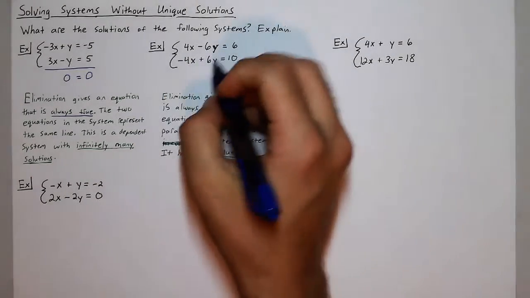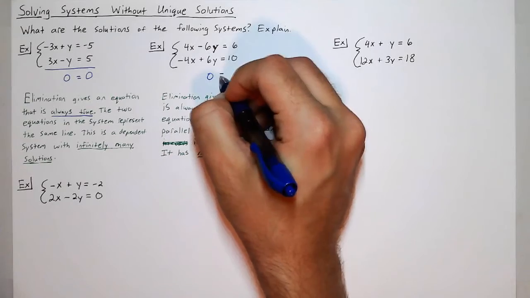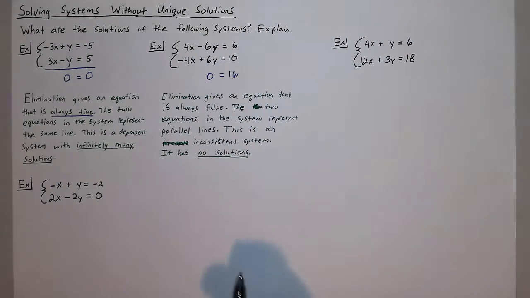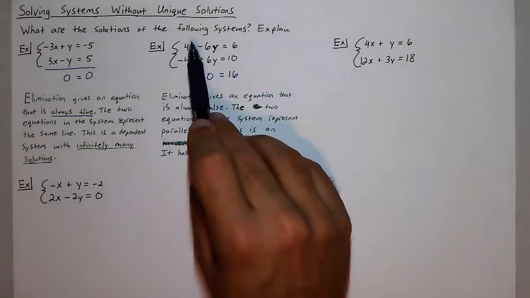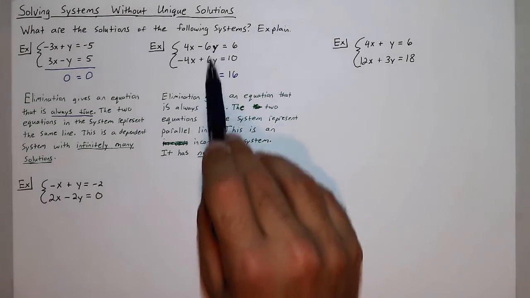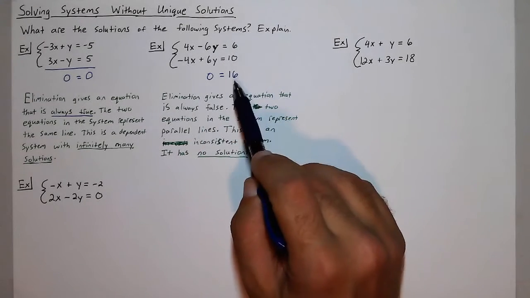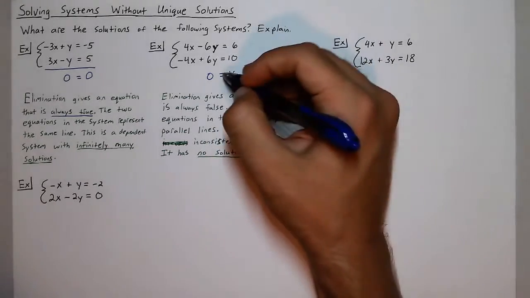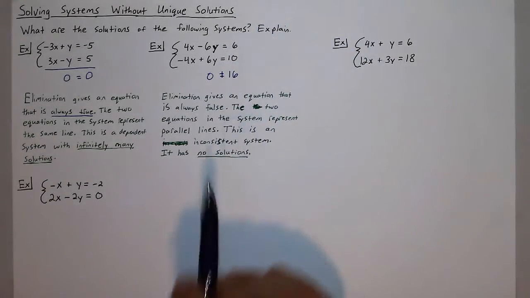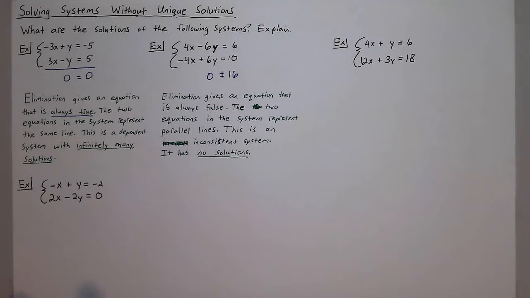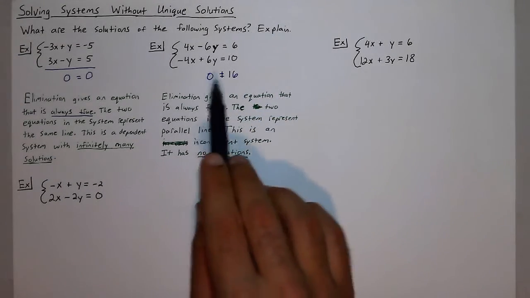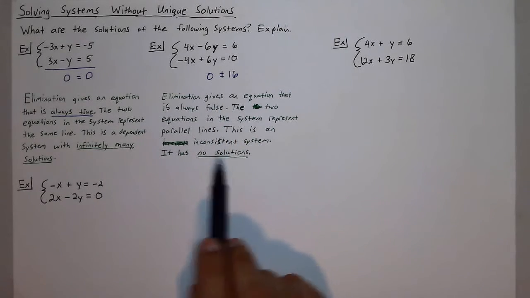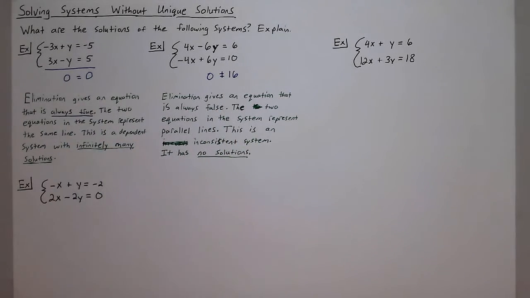Now, if you use elimination and everything cancels out, but you end up with a statement that is not true, meaning always false, as in 0 is equal to 16 when I added these two together. Again, the 4x and the negative 4x canceled, the negative 6y and the 6y cancel, and the 6 plus 10 gave me 16, but 0 does not equal 16. Well, since that's always false, these are actually parallel lines that are offset from each other with a different y-intercept. So this is an inconsistent system with no solution. So if you ever get a false statement, that system has no solution. If you ever get a statement that's always true, your system has infinitely many solutions.